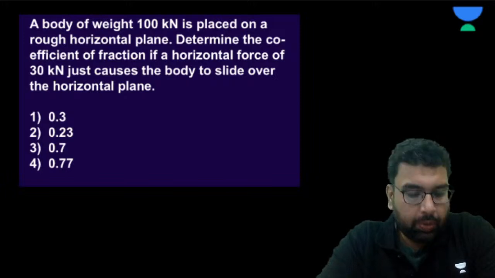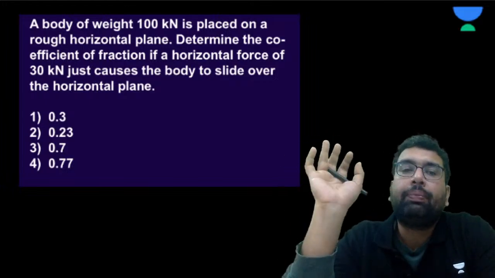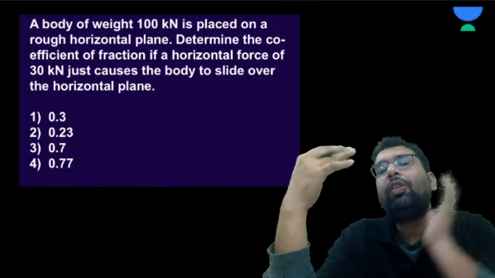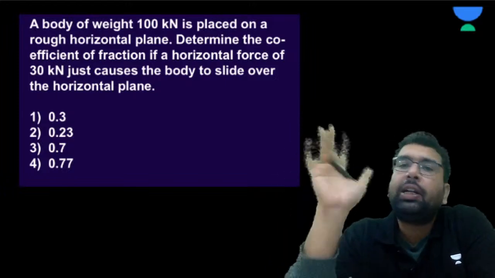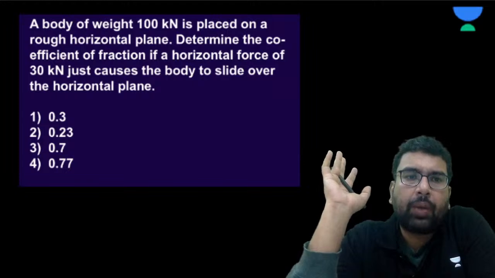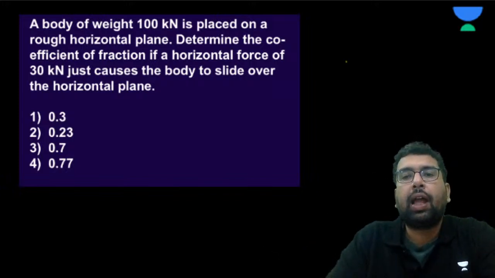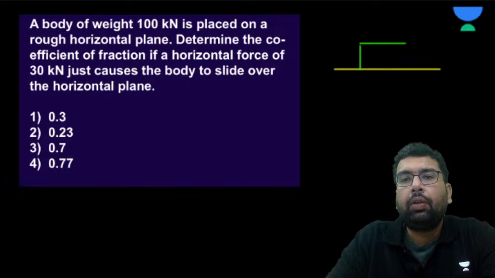Okay, so now I'll do the question. Very simple question. The next question is going to be very tricky, so be careful. I'll infuse multiple concepts, with questions from different concepts. It says a body of 100 kilonewton is placed on a rough horizontal plane. So we have a horizontal plane which is rough.